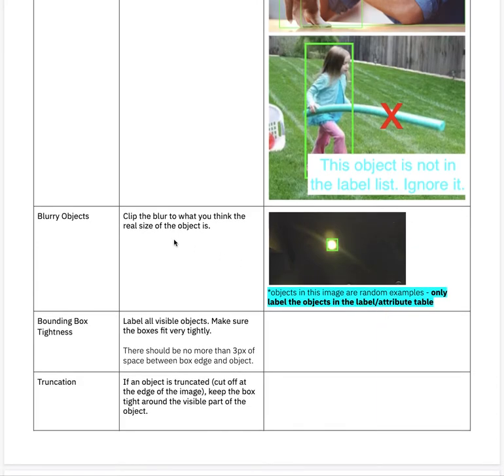All right, for blurry objects, because sometimes either the camera was blurry or maybe there's smear on the camera, draw the box where you think the actual object is. In this project, you're not looking at lights, but as an example, this light has some smear on it. You'd still only box the part that's the actual object, not this smear or blur.